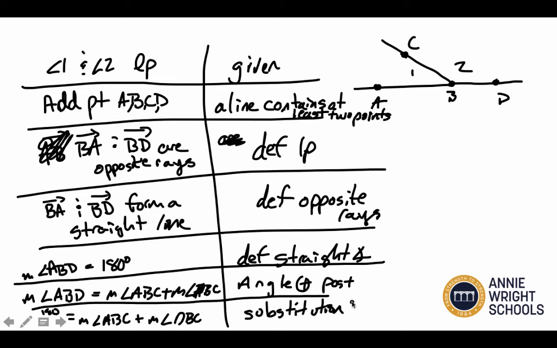I could flip that with symmetric. I could replace measure of ABC with angle 1, and I could replace measure of angle DBC with the measure of angle 2. And then I've started with a linear pair, and I've proven that their measures add up to 180. So then I can say those measures are supplementary. Definition of supplementary. Do you see why I disagree with the book calling this a postulate? This seems like something we can prove.